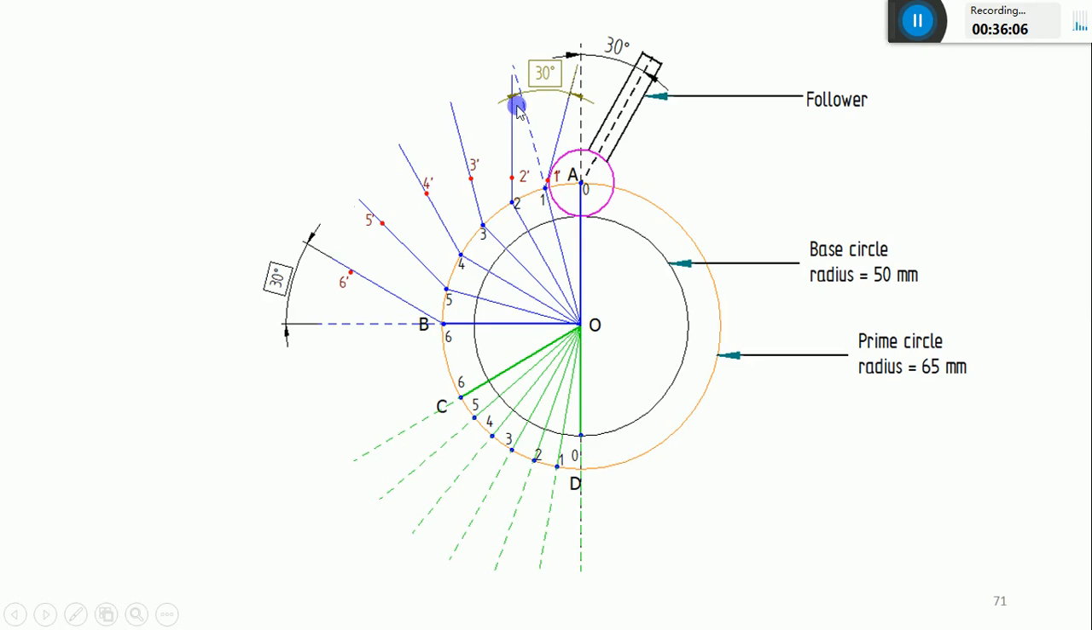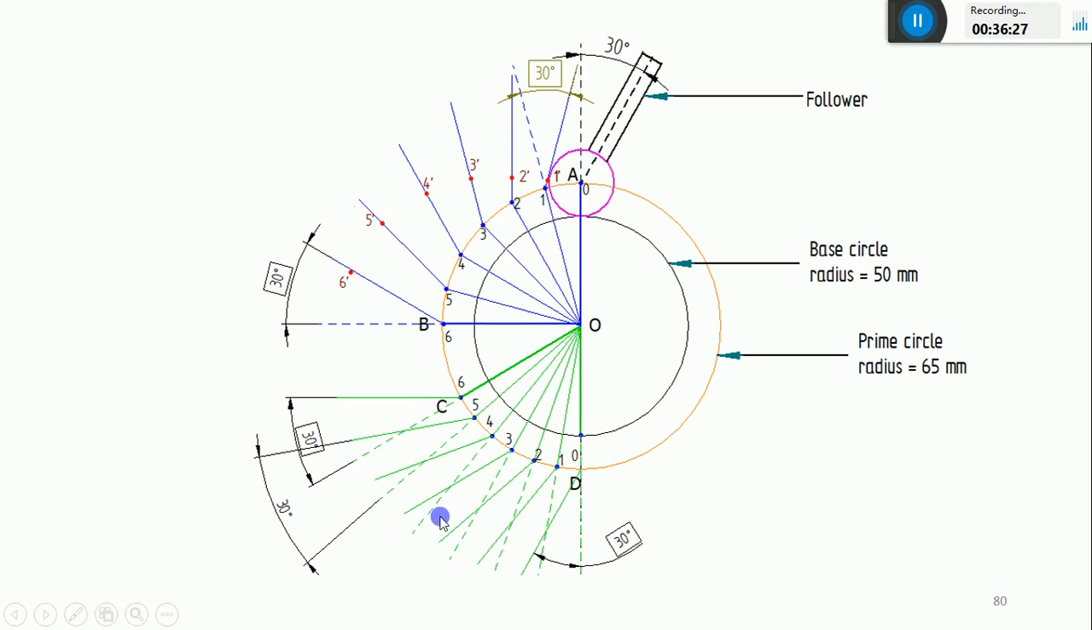Again, follow the same method. Since the follower axis is shifted towards right by 30, I need to shift these radial lines towards right by 30. So I'll draw inclined by 30 degrees. The first line, that is the 6th line. Similarly 5th, 4th, 3, 2, 1, 0. After that, just erase these dotted lines.